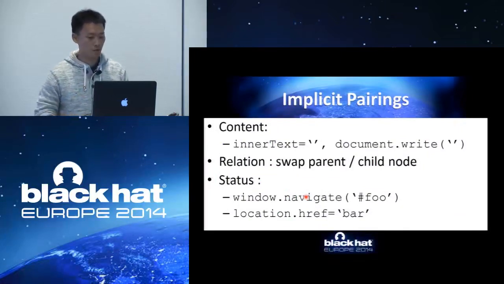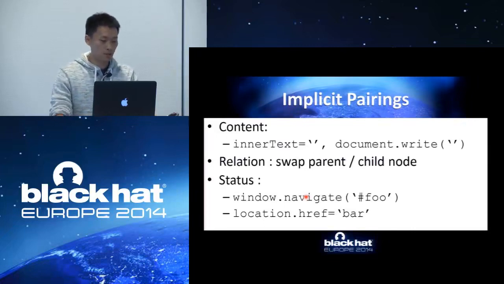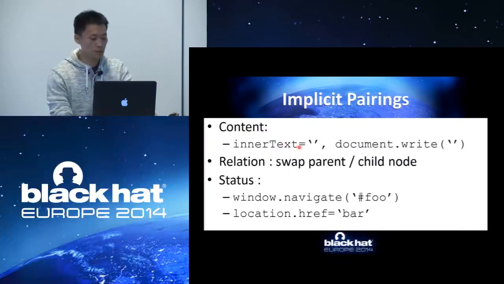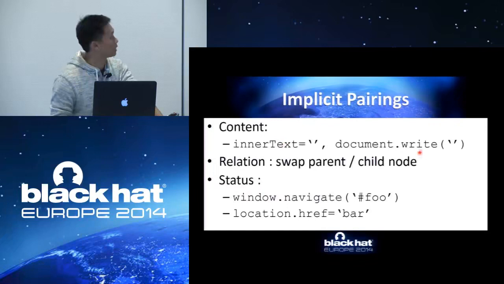Now I would like to talk about implicit pairing. Implicit pairing means we try to manipulate something that is not a property, not a method, not an attribute, but is also very important for a page, something like the content. We already have an example. We can manipulate content through innerText or through document.write with an empty string.